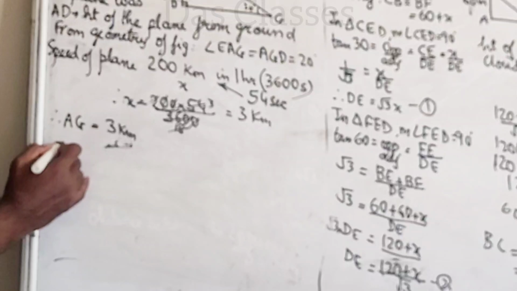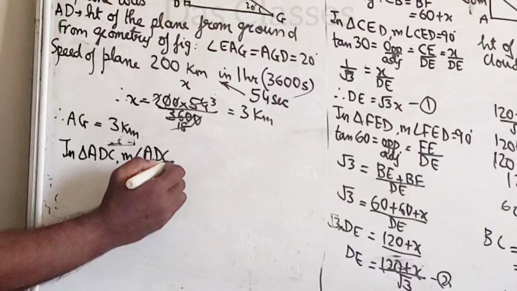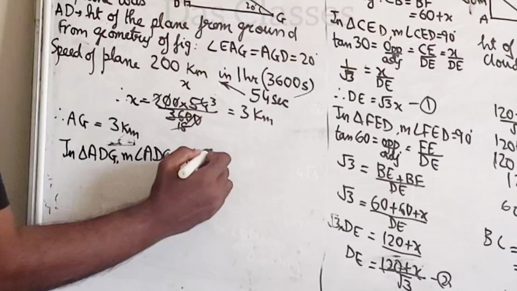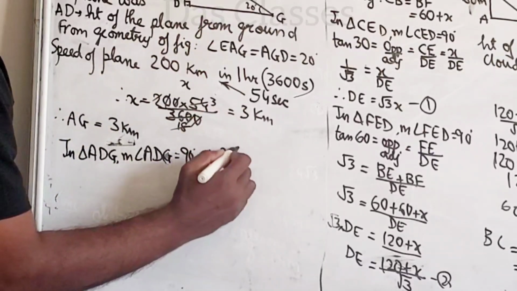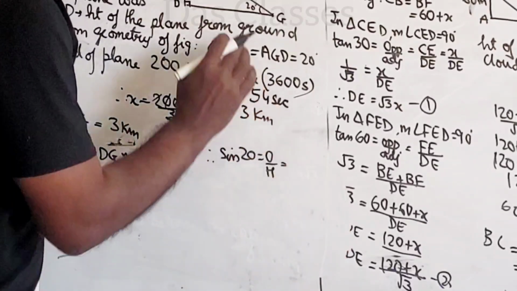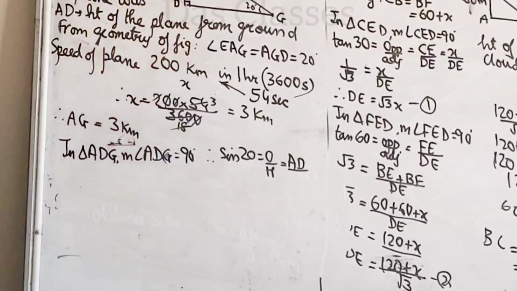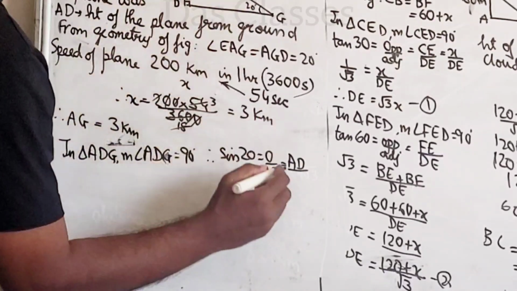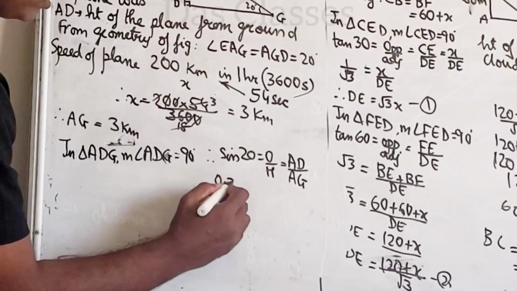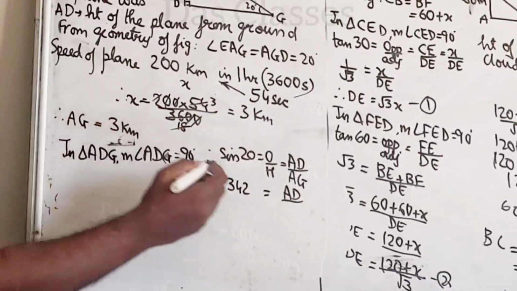Right angle triangle. In triangle ADG, measure of angle ADG is equal to 90 degrees. Therefore, let's use the sine value. Sine 20 is opposite upon hypotenuse. What is the opposite side? The side opposite to this angle 20 is AD, which is the height at which the plane was, and the hypotenuse is AG. We already know sine 20 is given to us as 0.342. AD we want to calculate, and AG we already came to know is 3 kilometers.